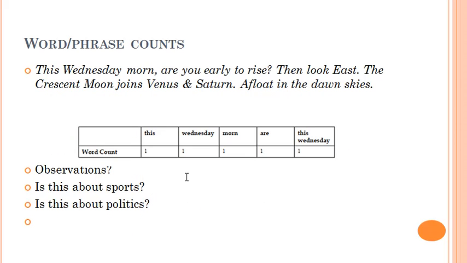So for example, we can have different observations. For example, we can perform a word count on this sentence so that we can know how many times a specific word has appeared in the sentence, and then we can have different observations, or we can have some predictions out of that, whether it belongs to some sports data or some political data.